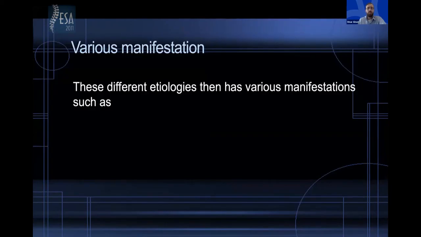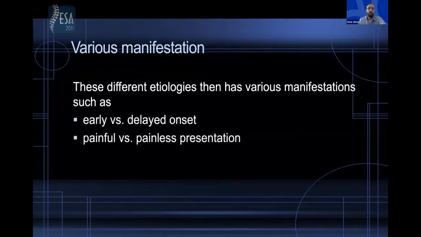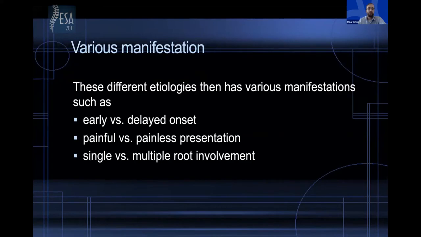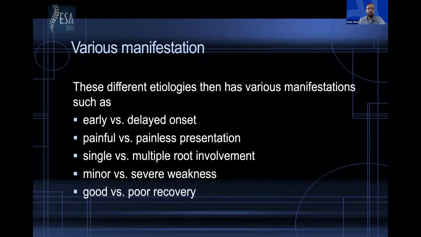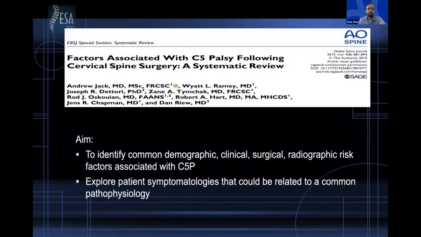There are different manifestations and presentations of C5 palsy depending on the etiology: early or delayed, painful or painless presentation, single or multiple nerve root involvement, minor or severe weakness, and good or poor recovery.